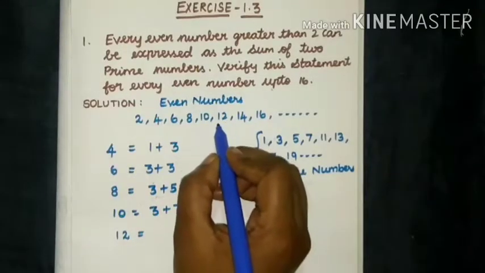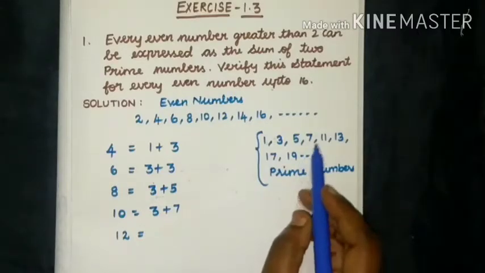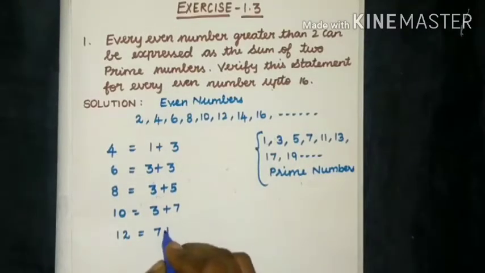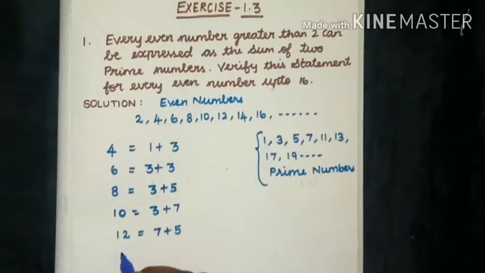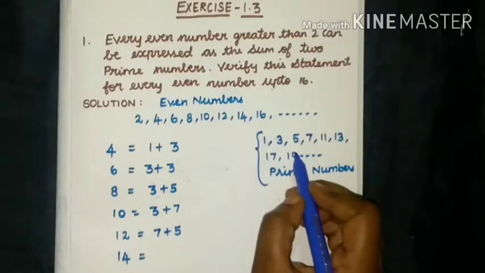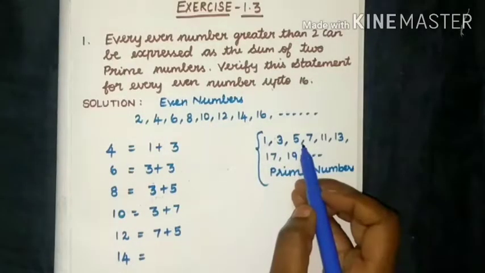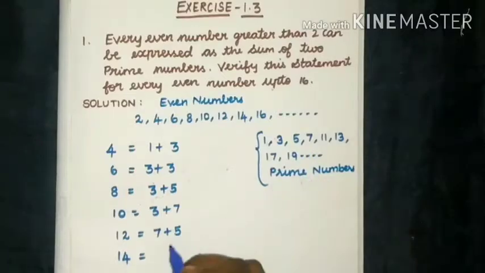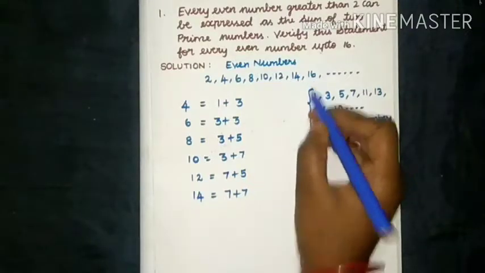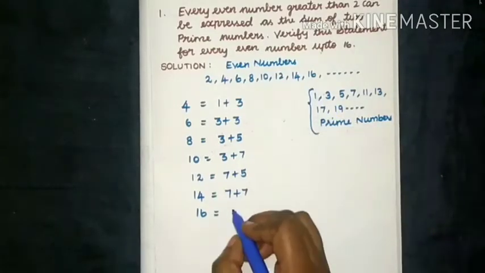And the next even number is 12. 12 can be expressed as a sum of two primes. 7 plus 5 is 12. And then the next even number is 14. 14 should be expressed as a sum of two primes. 7 plus 7 is equal to 14. Here 7 is a prime number. And the next even number is 16. 13 plus 3 is equal to 16.